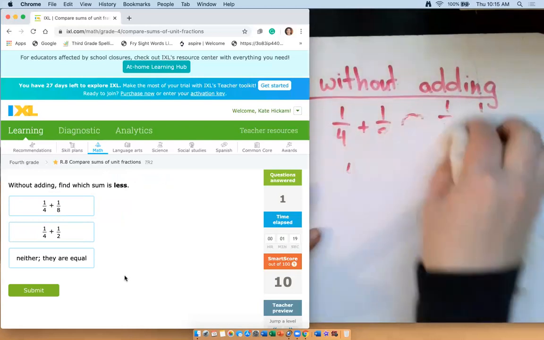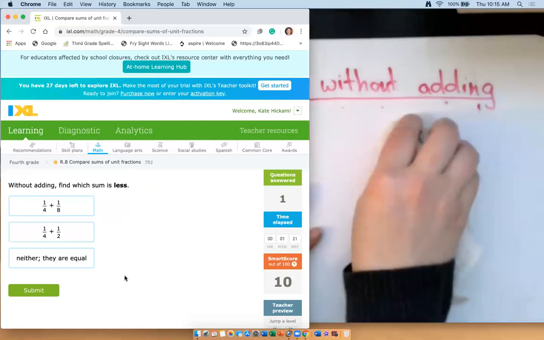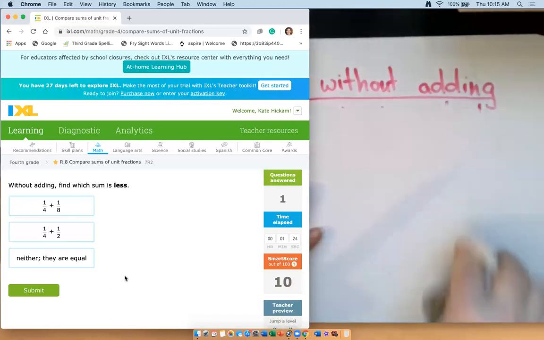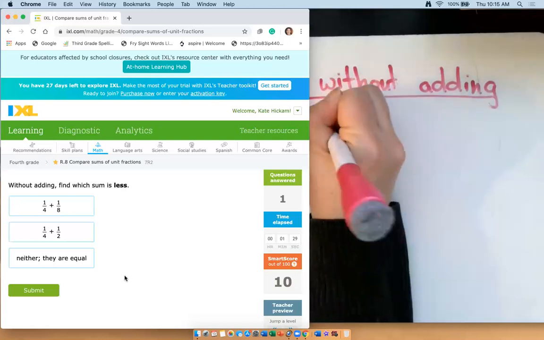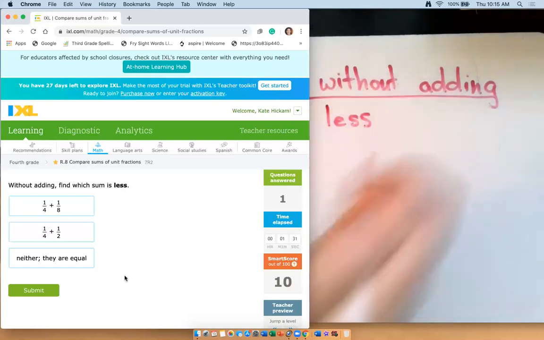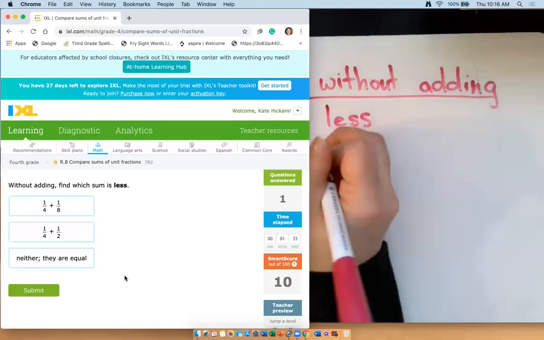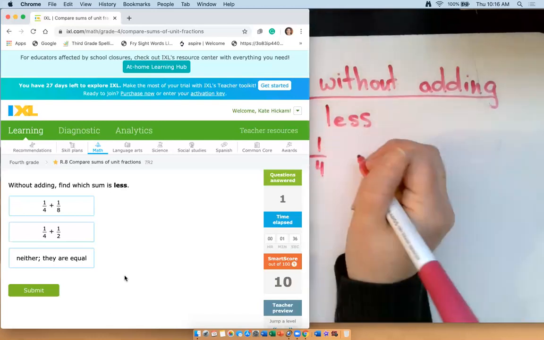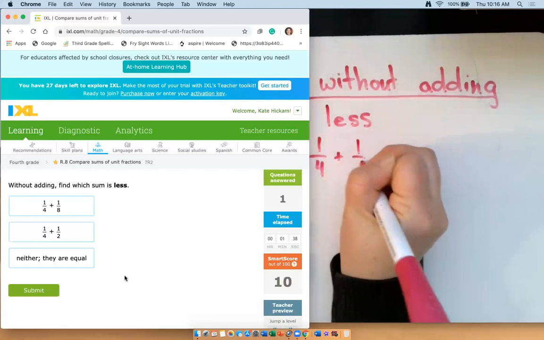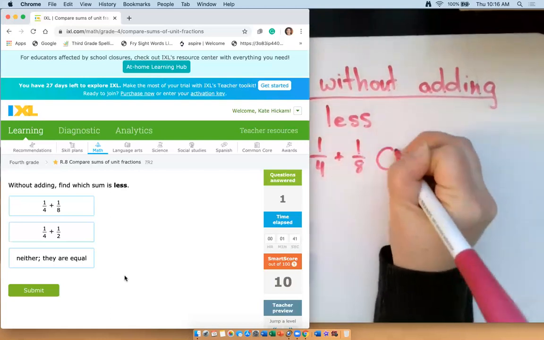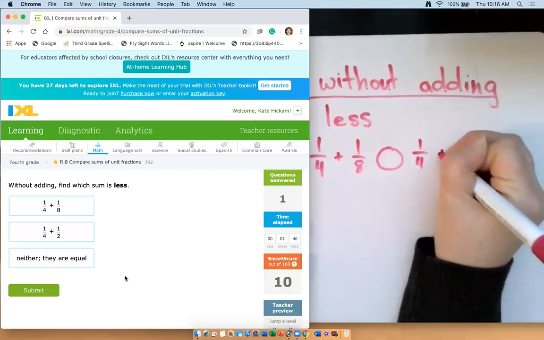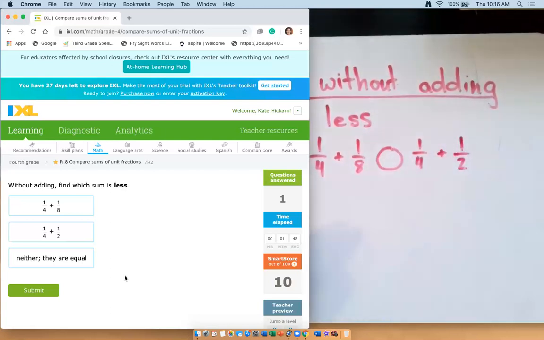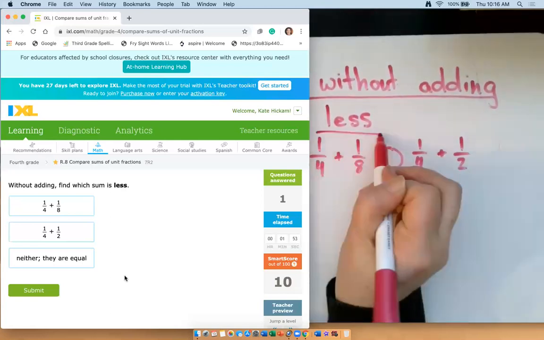I'm going to leave the without adding because that's something that's just part of these instructions and they want to know. This time I'm looking for the one that is less, not the one that is greater. So I have 1/4 plus 1/8 compared to 1/4 plus 1/2. So this time I gotta figure out which one is less.